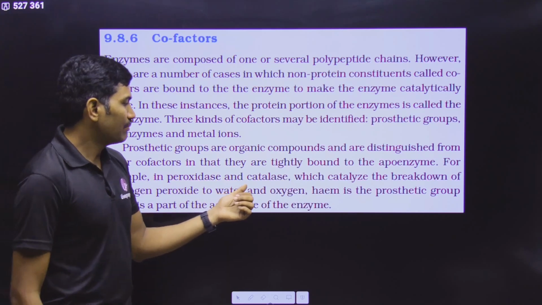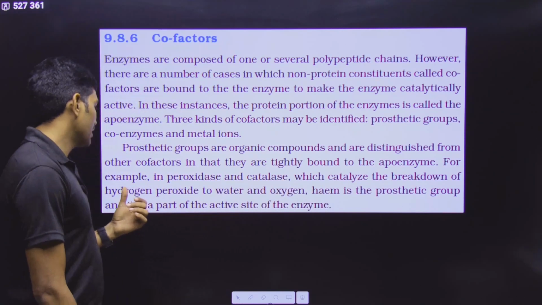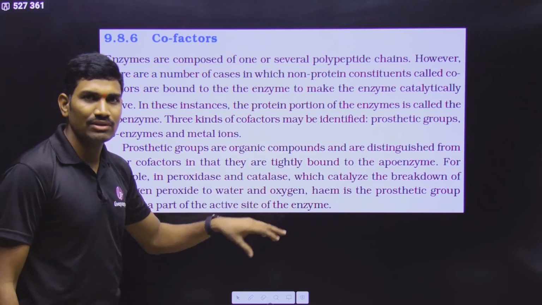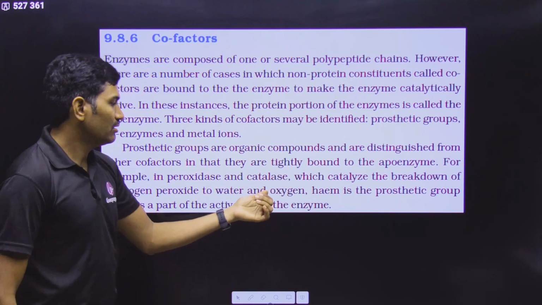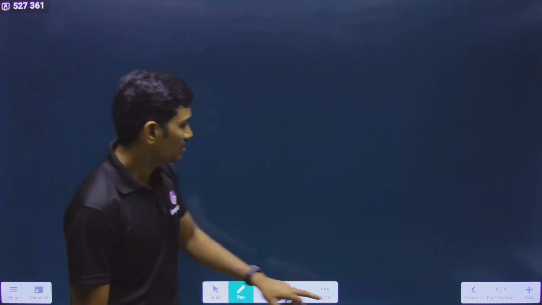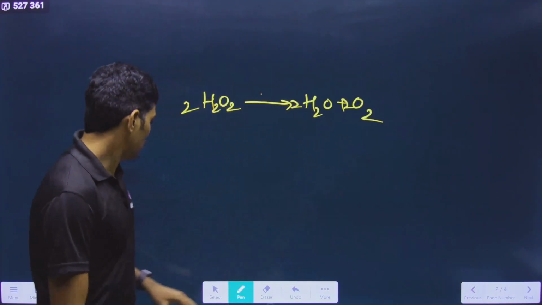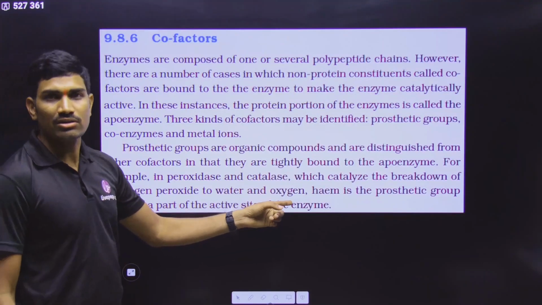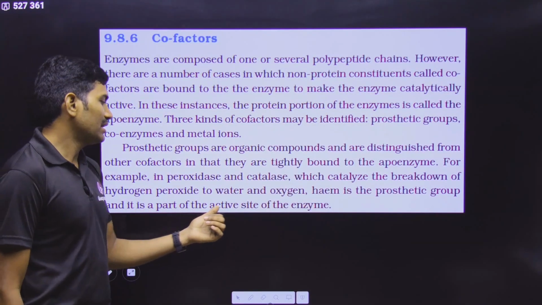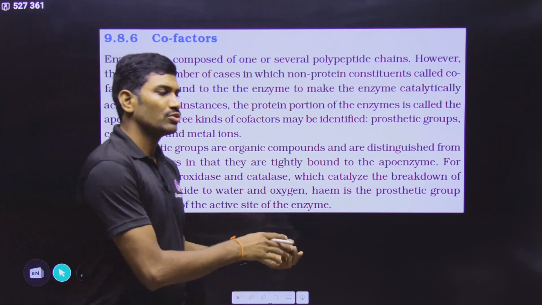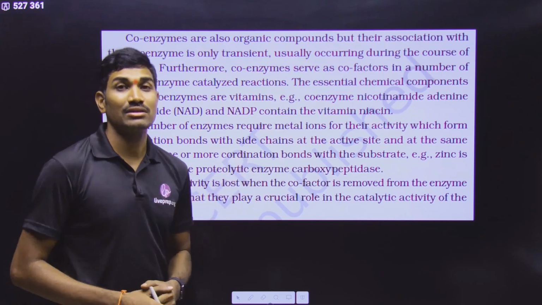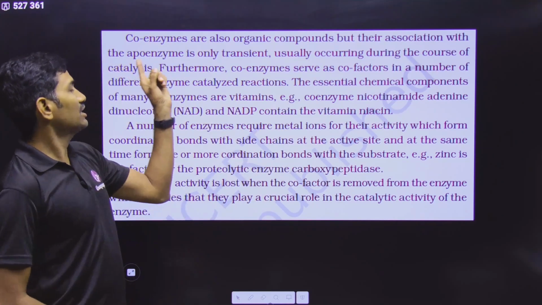Next one. For example, in peroxidase and catalase, which catalyze the breakdown of hydrogen peroxide to water and oxygen. So what these enzymes are doing is converting H2O2 into water and oxygen, right? And in this case, heme is the prosthetic group and it is part of the active site of the enzyme. So this heme group is compulsory. Without the heme group, they cannot work. That's why it is called a cofactor.